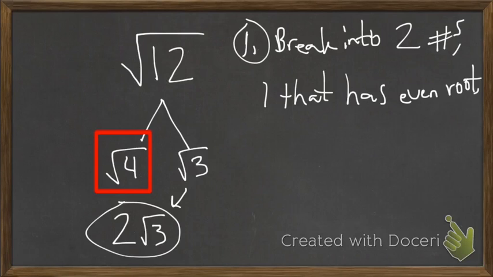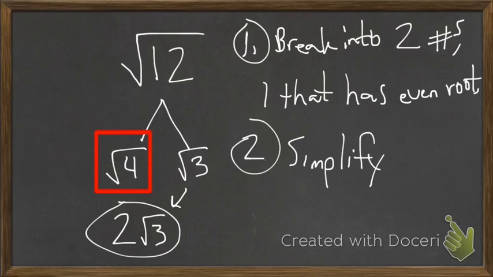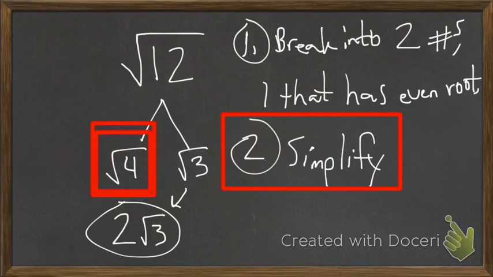Okay, so the first step was to break it into two numbers, one that has an even root, and then after that, you just simplify. If you think about it, if you did part one right, then one of these numbers, you should be able to simplify every time. And that's why we want one that has an even root, so that we could simplify it on the next step.